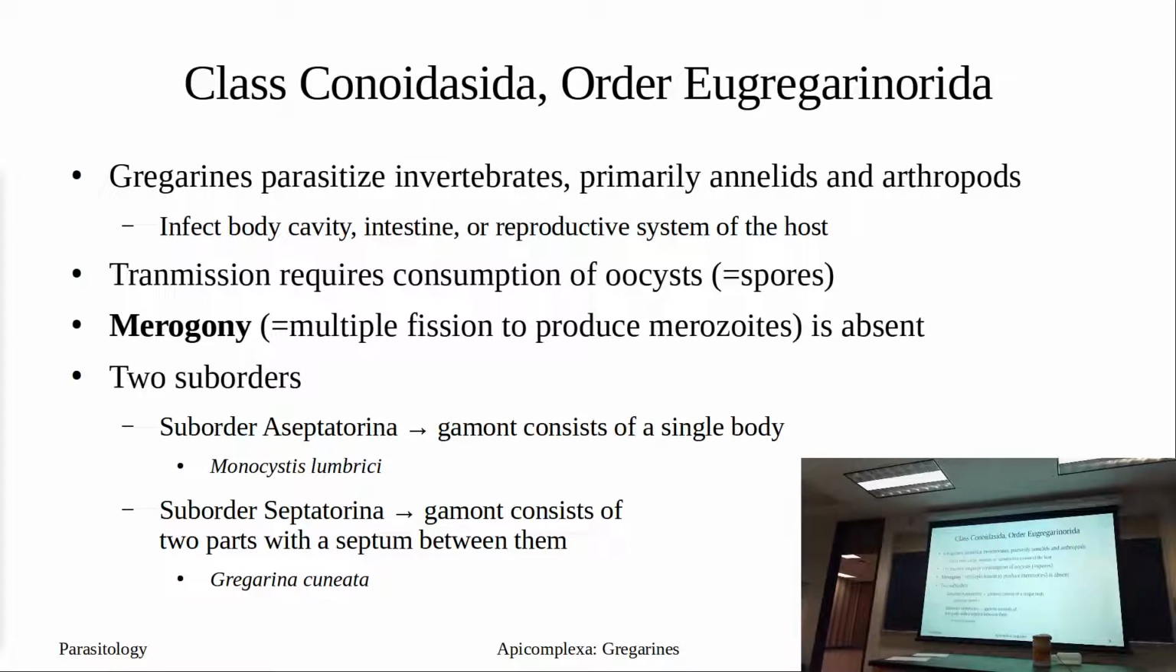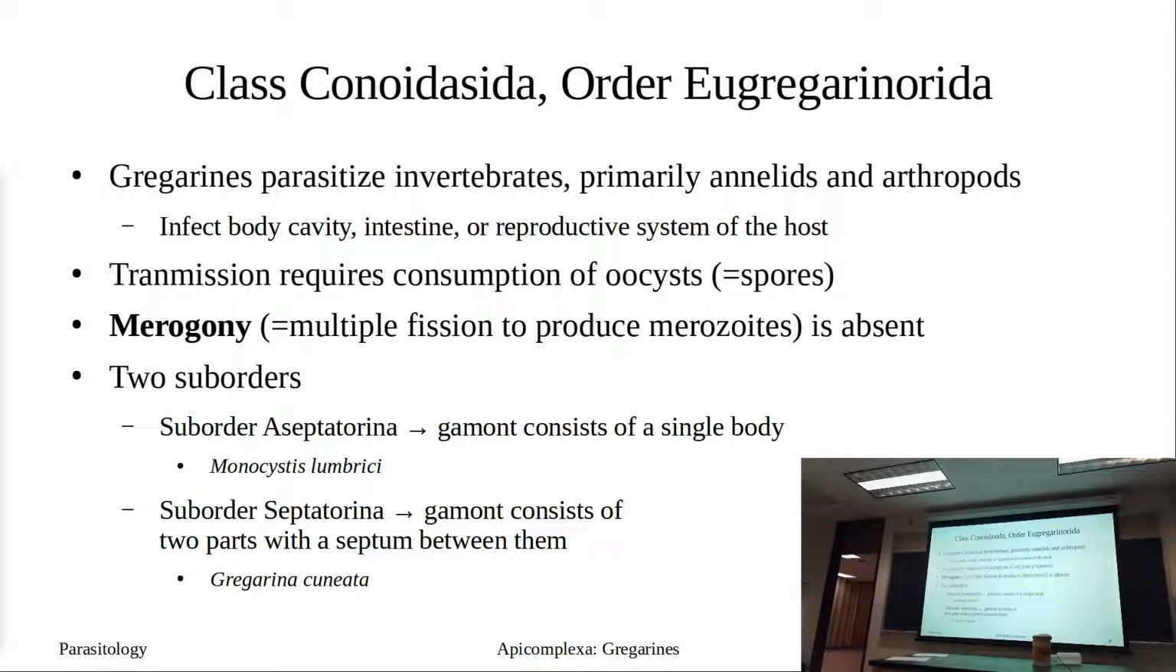So in the Gregorins, merogeny is absent. We're not going to see merogeny. It won't produce any merozoites, which is a good thing. There's no merozoites in the life cycle stage. Okay. All right, so there's two suborders.